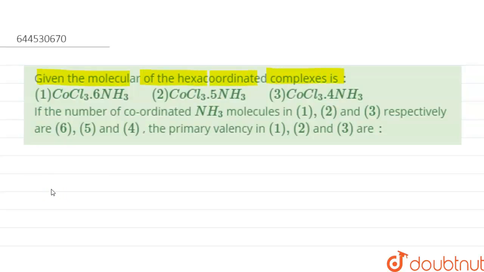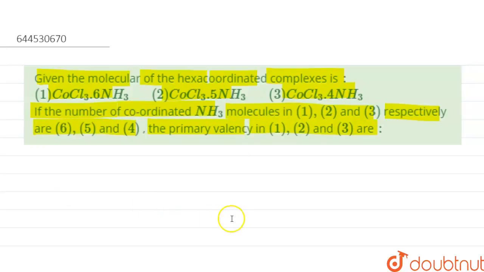The question is, given the molecular formula of the hexacoordinated complexes. So here we are given the molecular formulas for the hexacoordinated complexes. If the number of coordinated NH3 molecules in first, second and third respectively are 6, 5 and 4, the primary valency in first, second and third molecules are.